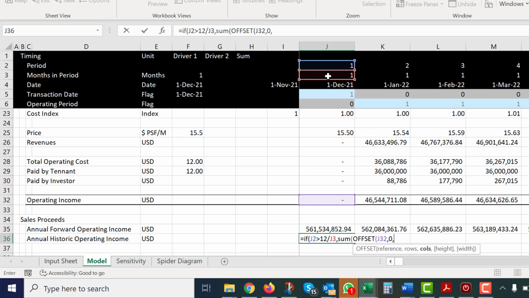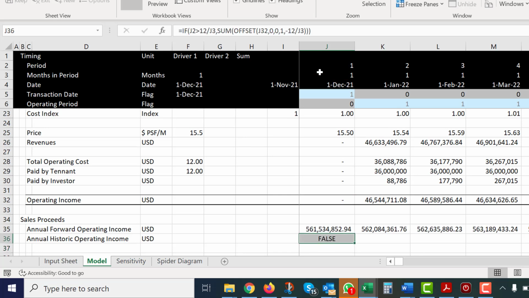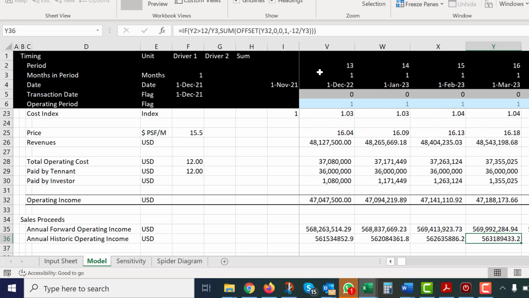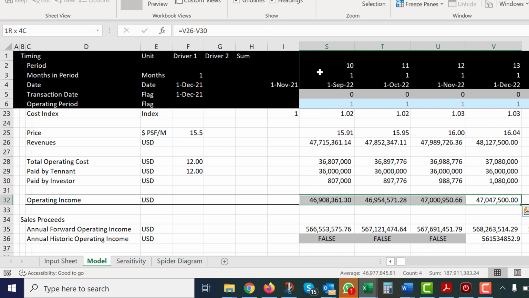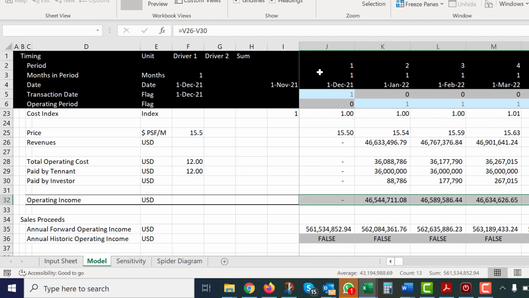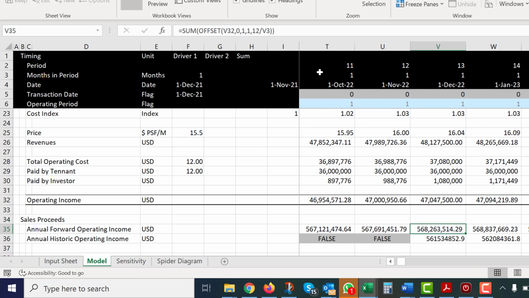We can this time keep it on the same column because we'll be going backwards from this year, and then we'll put a height of 1, and then we'll put a minus, and we'll put 12 divided by the months in the period. Okay, and then we get a false, and then by the time we hit year 12, then we're going backwards 12. So this is 2, 3, 4, 5, 6, 7, 8, 9, 10, 11, 12, and that should be 561, and there's our 561.